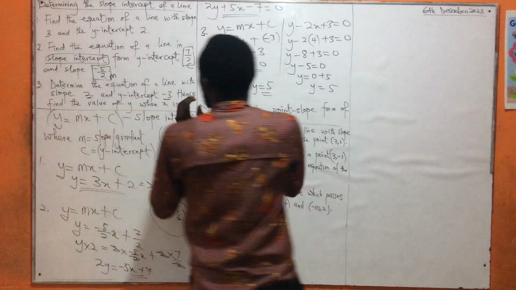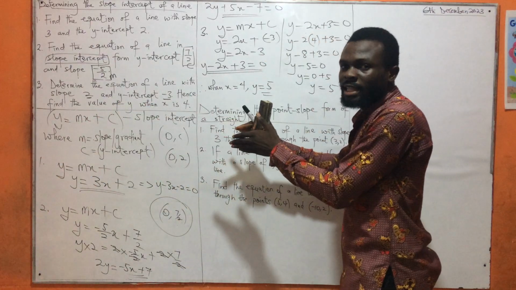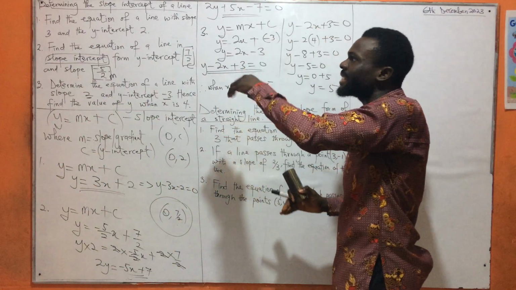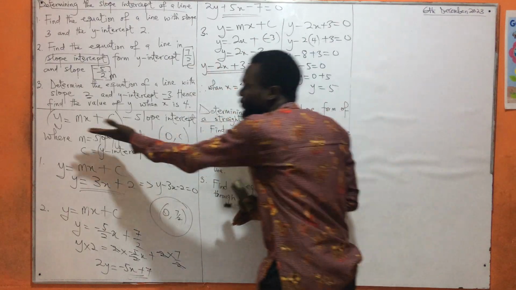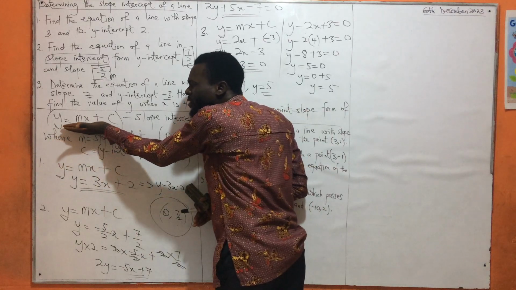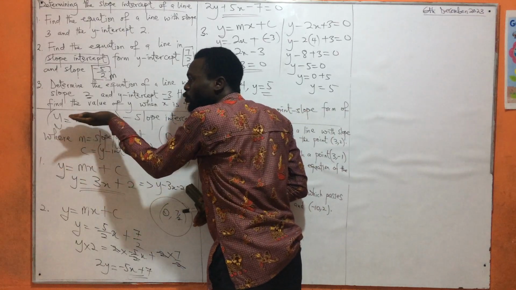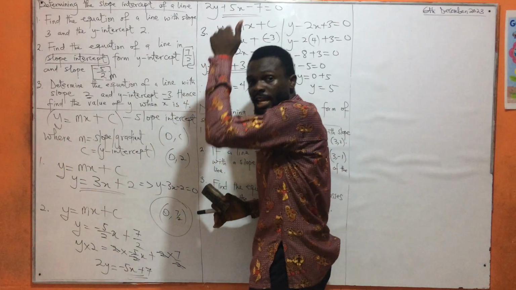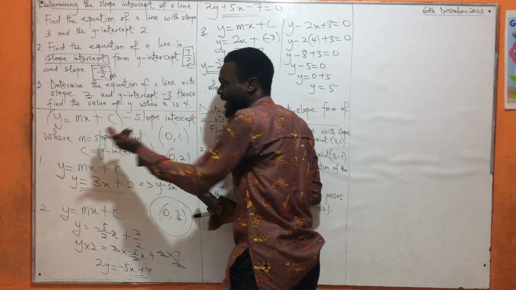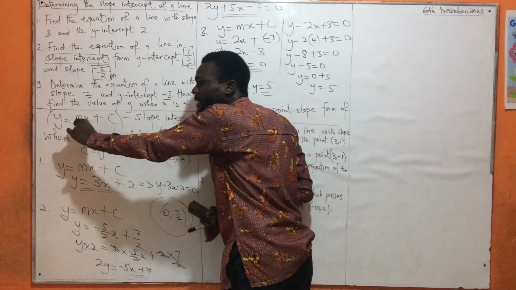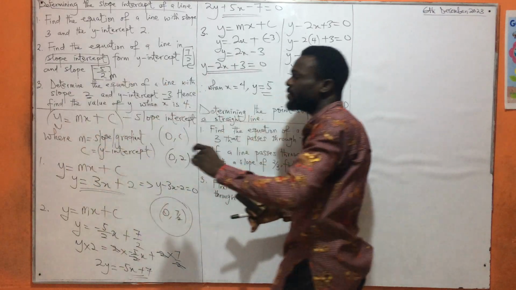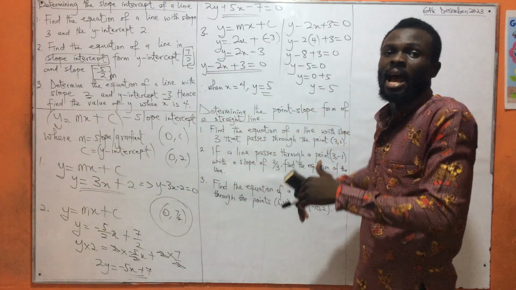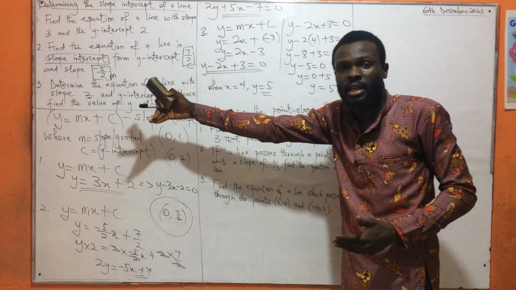So let's quickly go through again. When we say slope-intercept, it gives the equation of a line in this form. So when it is given in this form, you should know that for me to find the equation of any line in this form, I should get my gradient and my y-intercept. Once I have the gradient and the y-intercept, I will be able to find the equation of the line.